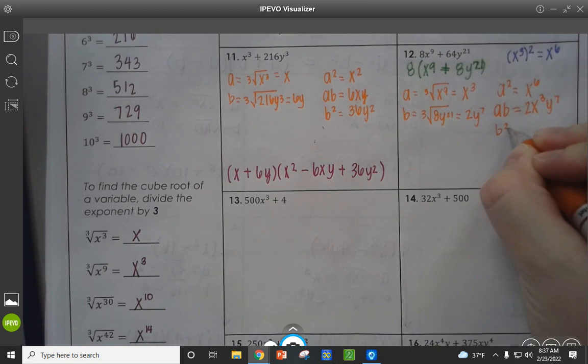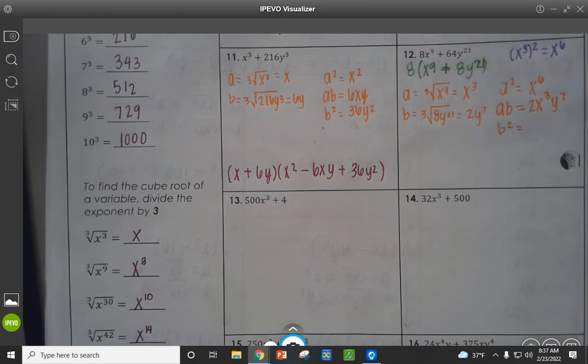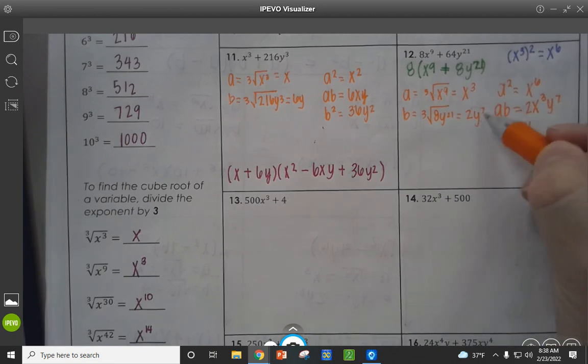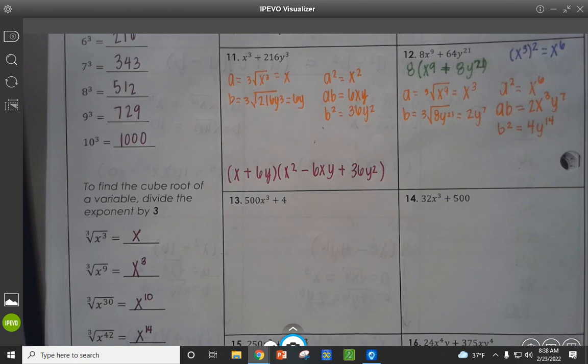And what about B squared? It would be 4, because 2 squared is 4, and then y to the 7th, when I square that, I get y to the 14th. These are the types where you're probably going to make the most mistakes. So be very cautious.